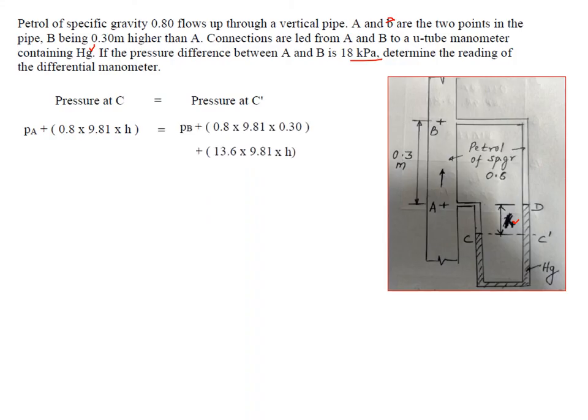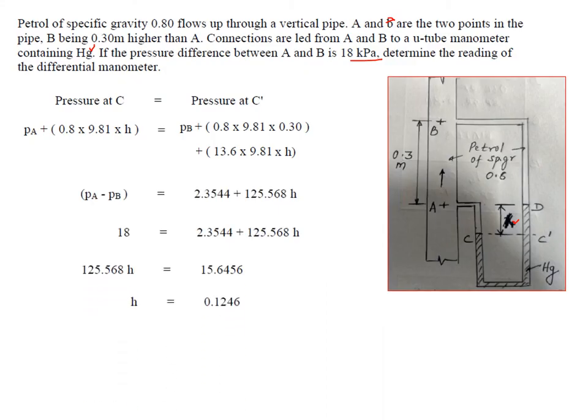Solving, we know that PA minus PB is nothing but 18 kPa. Substitute and solve for H. You will get H as 0.125 meters.